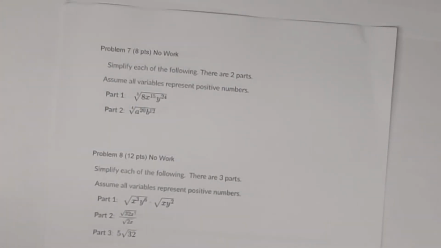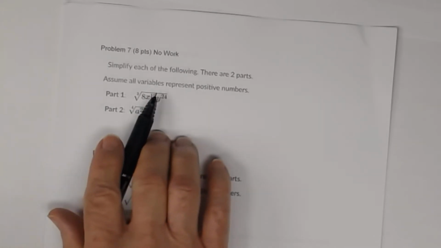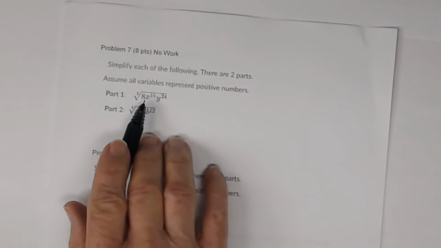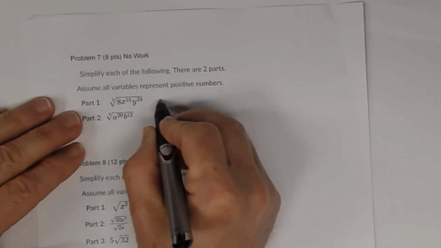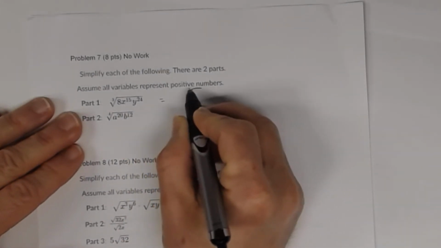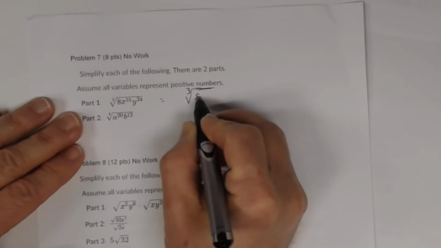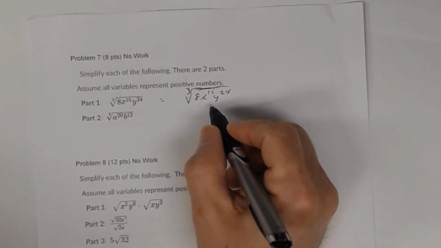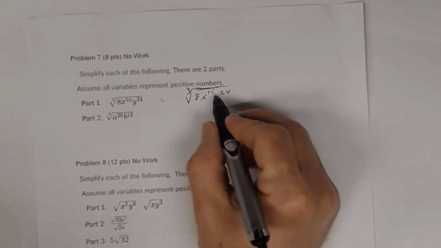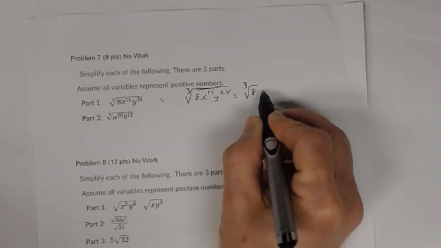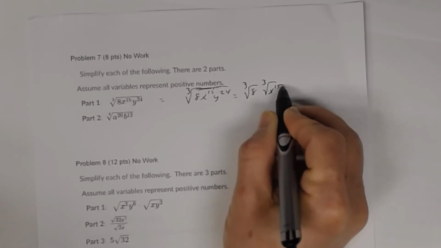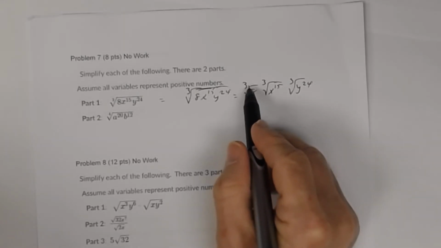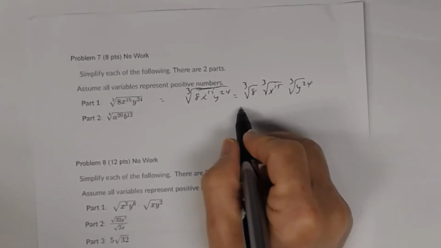Okay, number 7. It says assume all variables represent positive numbers, and you want to simplify, and I'm going to go ahead and rewrite this over. So you want to simplify the cube root of 8x to the 15th y to the 24th. Now remember, the product property says I can rewrite this as a cube root of 8 times a cube root of x to the 15th times a cube root of y to the 24th, right? And the cube root of 8 is 2, so that's easy.